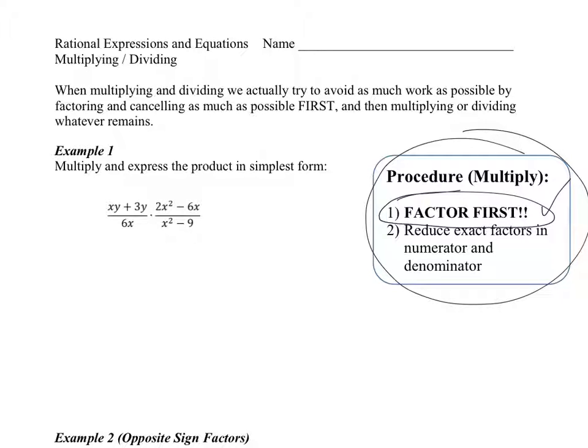So this takes us back to simplifying fractions. It's basically the exact same steps, and then you reduce just like we did. Now we can reduce any numerator and any denominator. So that's the idea. Okay, so let's do this first one. We're multiplying here.